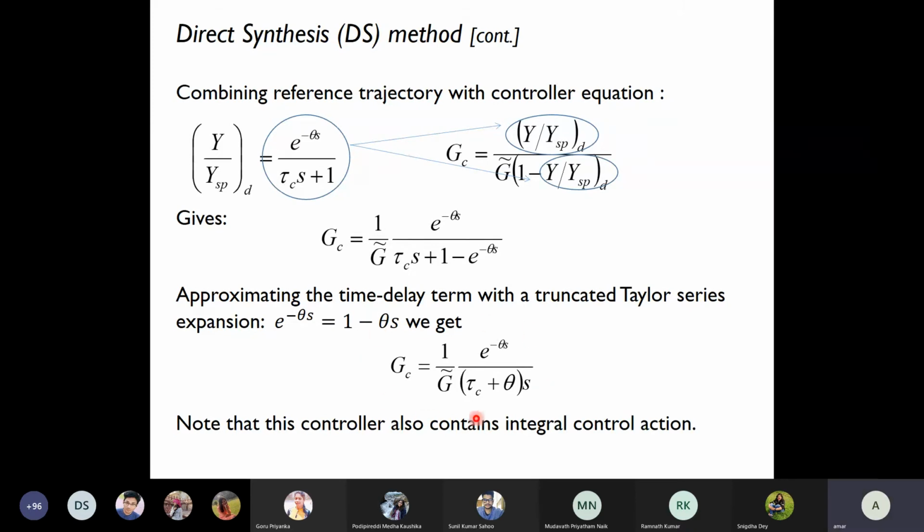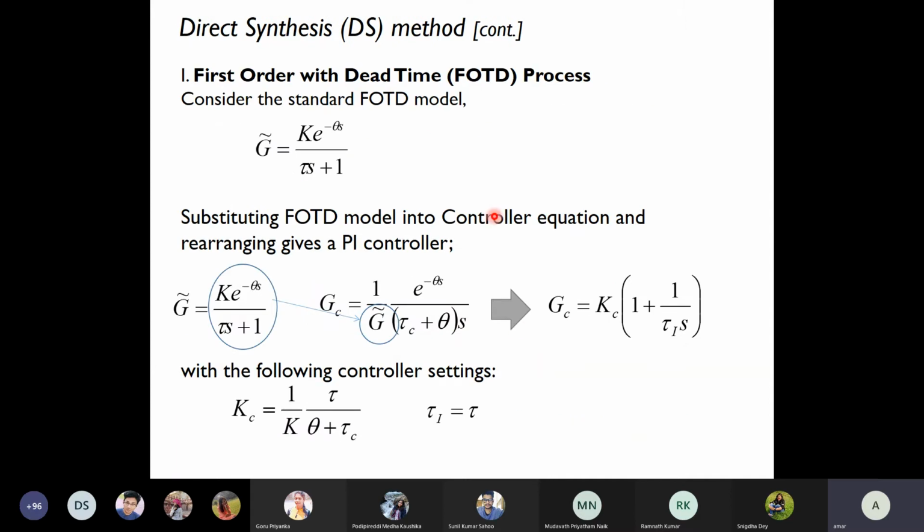Here you can also see this controller contains the integration term, 1 by s term, which is basically the integral controller. So once we have this GC expression for a process having a time delay, then we can design the controller for a first order with dead time process.